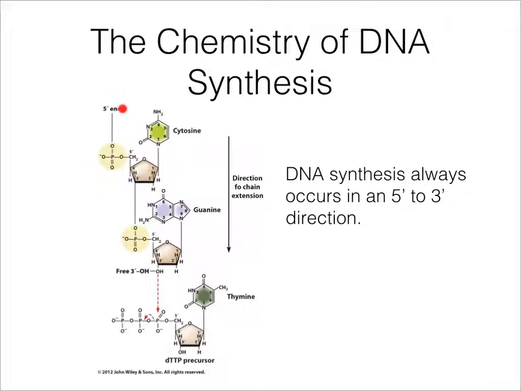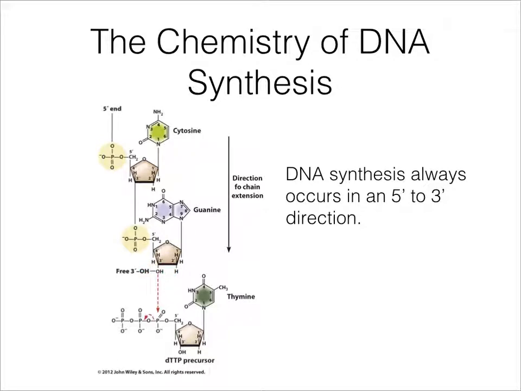This is the 5' end. You can tell because the phosphate is connected to the 5' carbon, and it is free. It's not connected to anything else, so that's the 5' end. This is the 3' end, and you can tell that because this 3' OH is not connected to anything else. It's free, so that is the 3' end.